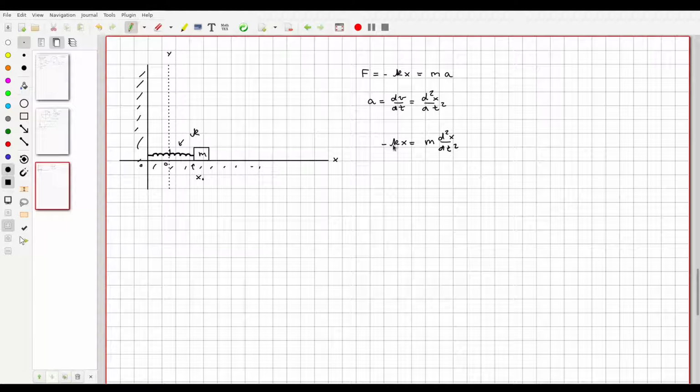I'm going to move this to the right-hand side and sort of switch sides. And if I do that, I get this. I'm going to divide both sides by m. Now, this is the spring equation. Okay, this is also something called a differential equation.